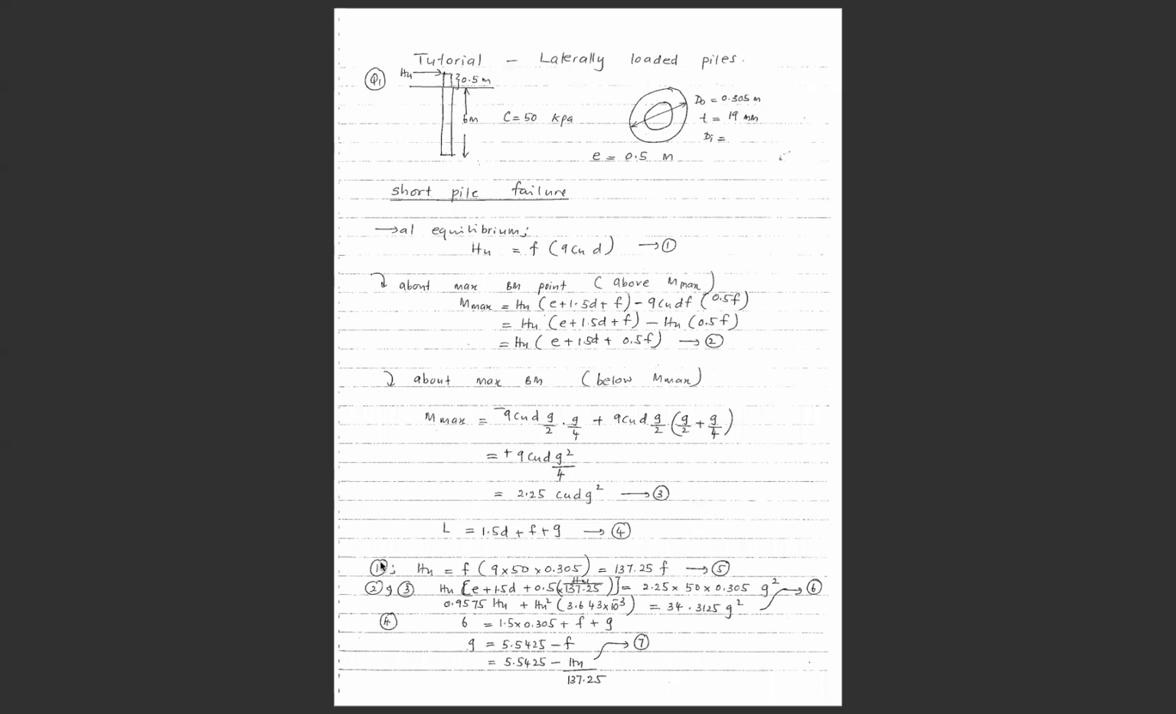And then if you put everything back into this equation, which is for HU, this is equation number 1. If you substitute these values, because Cu is a known value and D is a known value, if we put Cu as 50 kilopascal and D as 0.305, you're going to get an equation which relates HU to the length F. And that will be HU equivalent to 137.25 F.